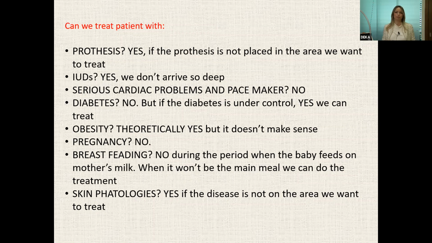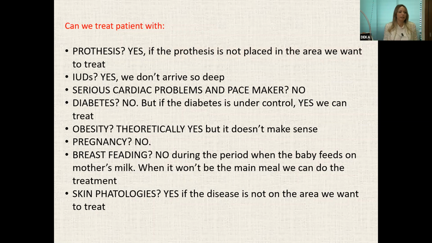Diabetes, well, theoretically, no, we cannot do the treatment. But if the diabetes is under control, I normally do the treatment on my patient, maximum one area, in order not to overload the lymphatic system.